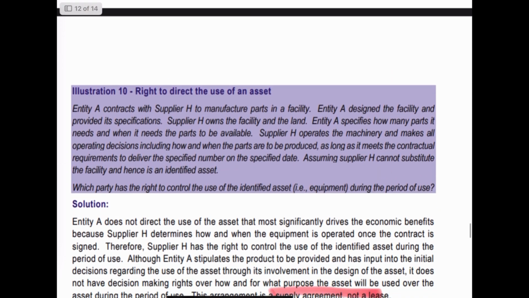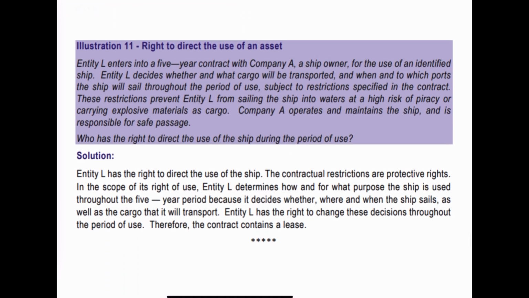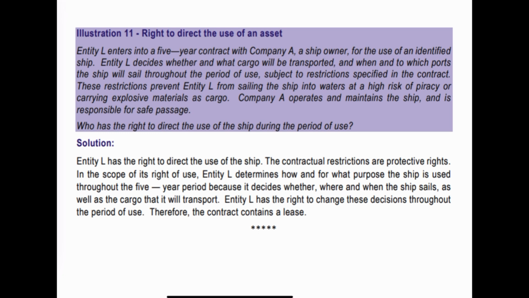Then let me go to the next example. Here, right to direct the use of an asset. Entity L enters into a 5-year contract with company A, a ship owner, for the use of the identified ship. Entity L decides whether and what cargo will be transported, and when and to which ports the ship will sail throughout the period of use. So it's a clear case where the ship is leased out, and Ind AS 116 needs to be followed. The contract contains a lease.